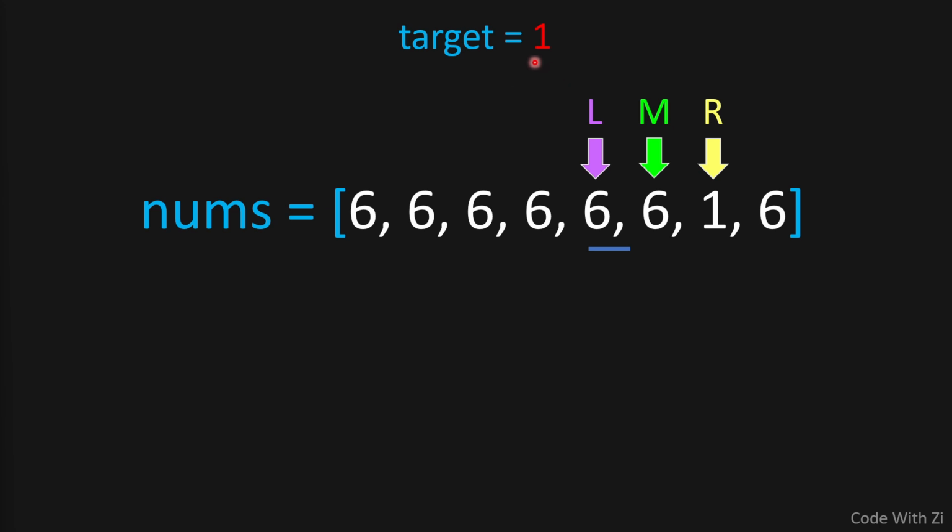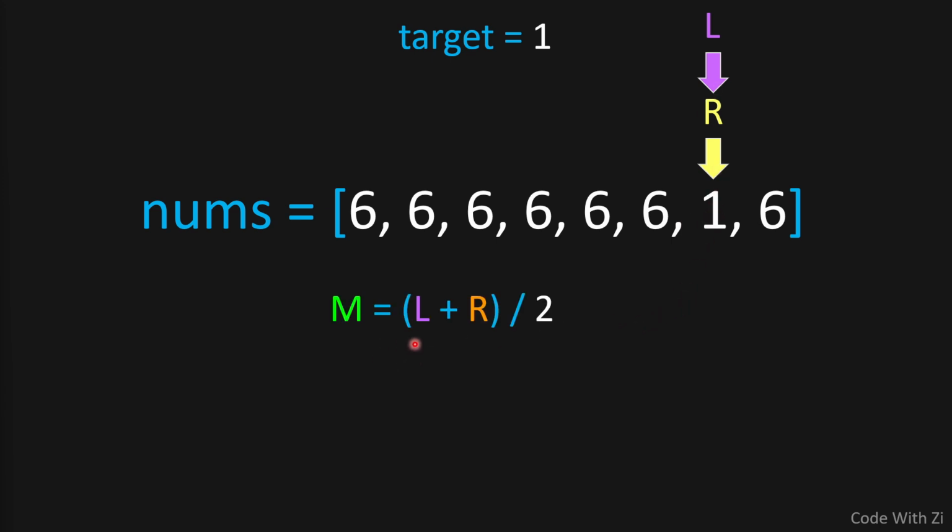We're going to say, does our target number lie between this range? Well, it doesn't because target is 1 and the smallest number we have here is 6. So we're going to say, okay, then left should be equal to middle plus 1. Now left is going to be pointing to this number and we have to calculate our middle number. Mid is equal to left plus right divided by 2. That's 6 plus 6, which is 12. 12 divided by 2 gives us 6. Middle is going to be pointing to this number here. And then we're going to check if the number that middle is pointing to is equal to our target.